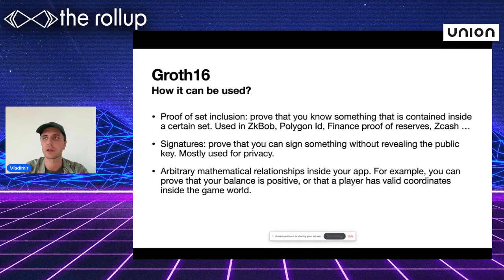The second thing is proving signatures, checking signatures. So you can prove the signature inside a snark, without revealing the public key itself. And of course, you can check just arbitrary mathematical relationships: that the balance is sufficient, or that the player has valid coordinates inside the game world, or anything else, as we have seen in our example.